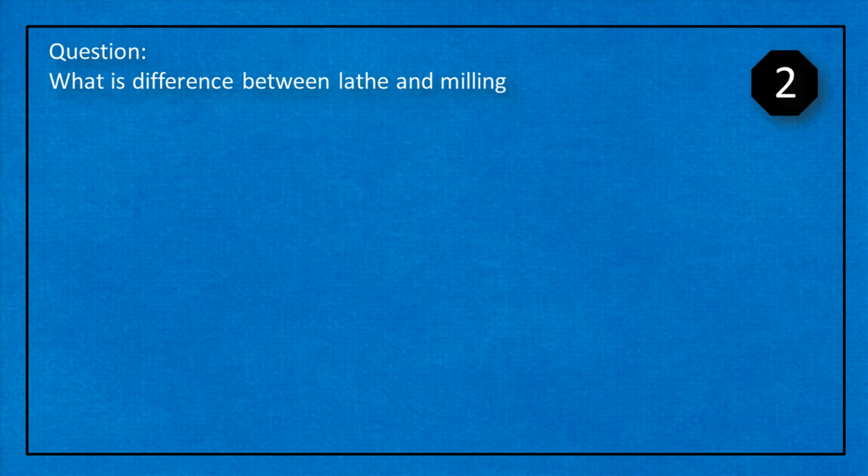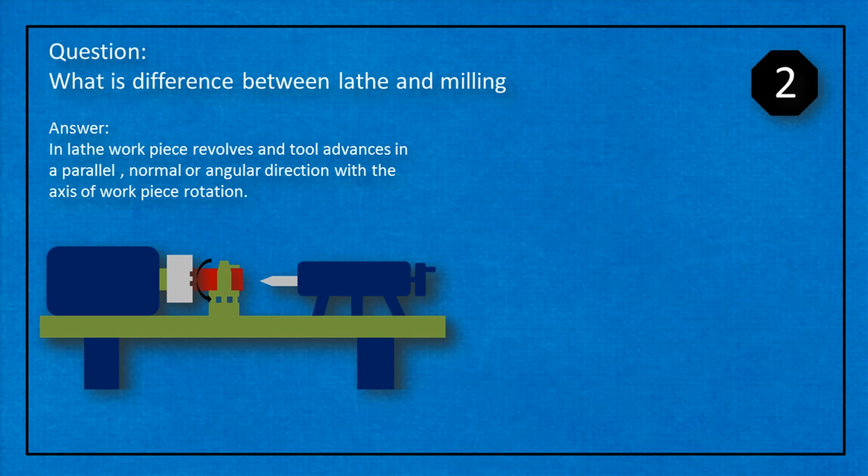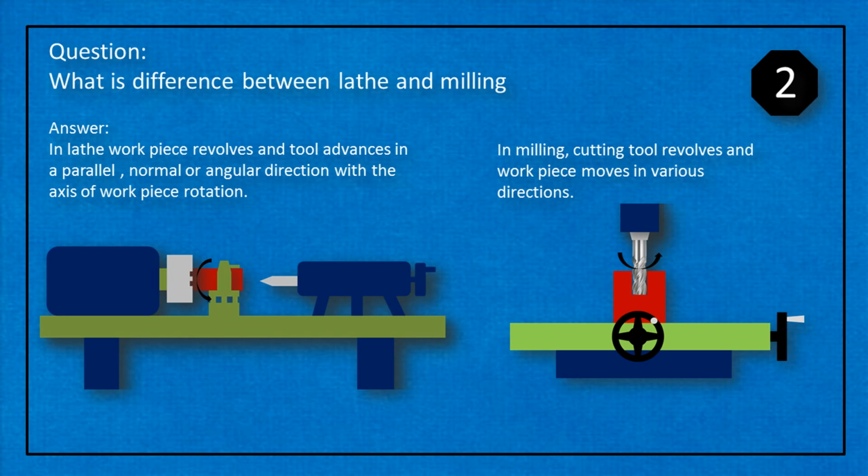Question: what is the difference between lathe and milling? Answer: in a lathe, the workpiece revolves and the tool advances in a parallel, normal or angular direction with the axis of workpiece rotation. In milling, the cutting tool revolves and the workpiece moves in various directions. To summarize, in a lathe the workpiece revolves, and in milling, the cutter revolves.